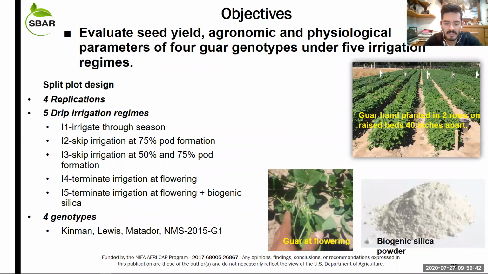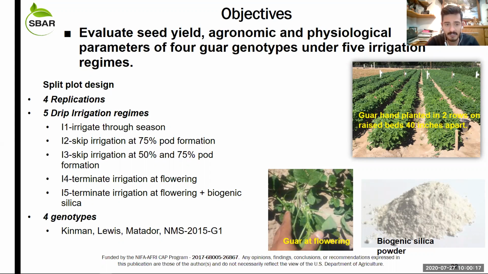So one of our objectives was to evaluate the performance of guar under 5 irrigation regimes. We have a drip irrigation system. We looked into these 5 treatments, which we started after the first month, because as we know, there are several studies that discuss the early stages as more critical, but we wanted to show these studies from the flowering and after flowering or pod formation stages.